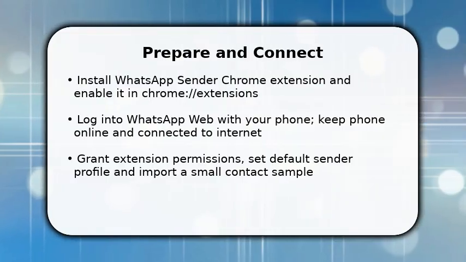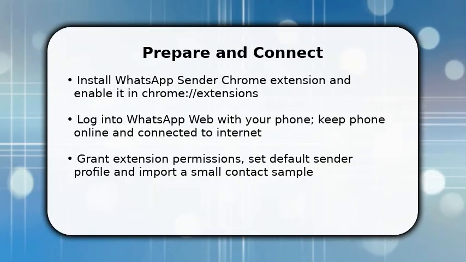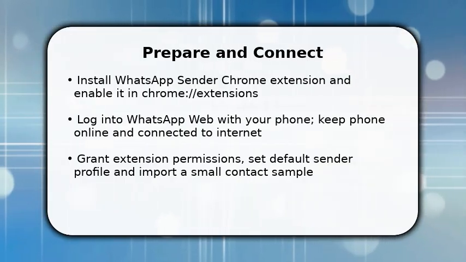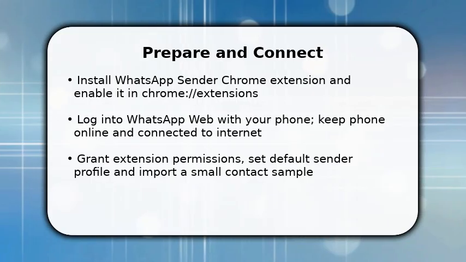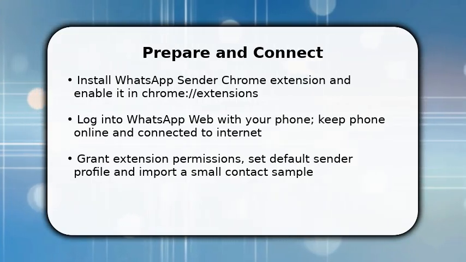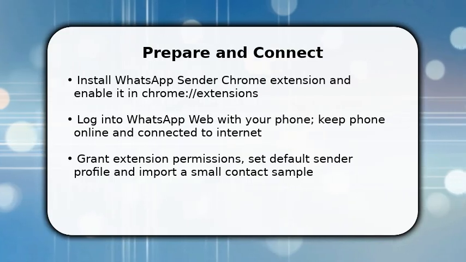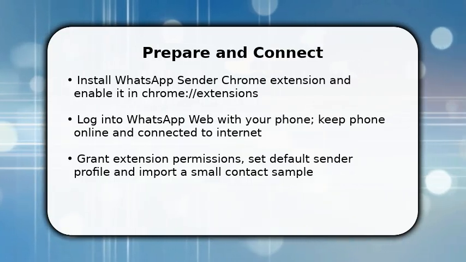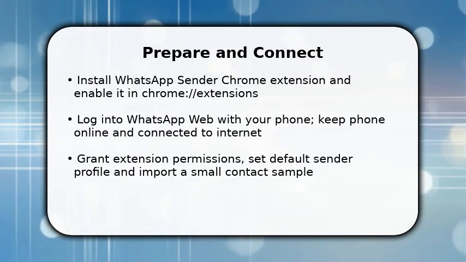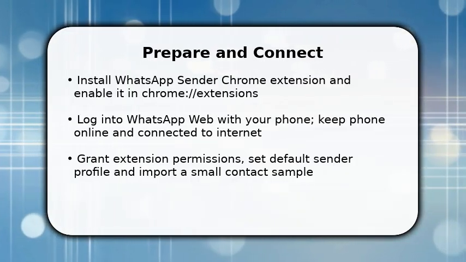You start by installing and authorizing the WhatsApp Sender extension, and you do this now so the tool can access WhatsApp Web. Once done, log into WhatsApp Web with your phone and make sure your phone stays online. Otherwise, messages will queue. Next, open the extension and set a default sender profile. This determines the label and message footers.